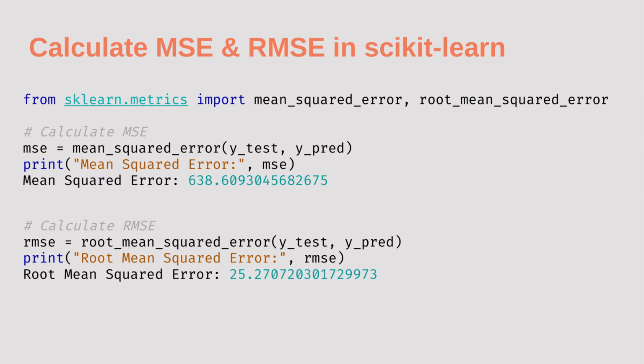To calculate MSE and RMSE, we start by importing mean squared error and root mean squared error functions from scikit-learn.metrics. Then we call it by passing y_test, which are the true values, and y_pred, the predicted values. Looking at the root mean squared error, we see that the model has an average error of about 25 milligrams per deciliter when predicting blood glucose levels.